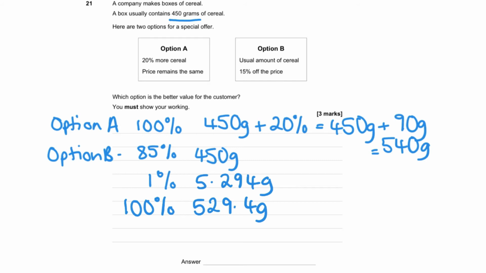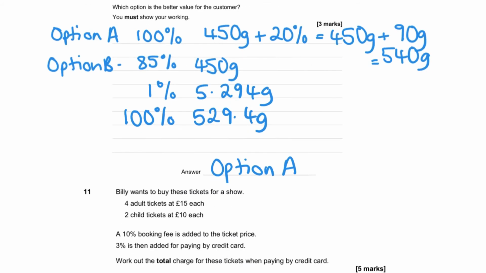So we want to know what option is better value for the customer. We've worked it out that option A is the better value for the customer because you're getting more cereal for the same amount of money.